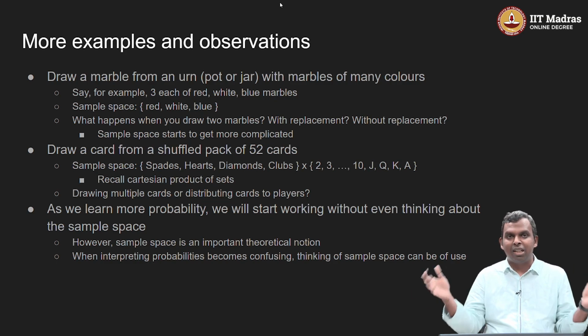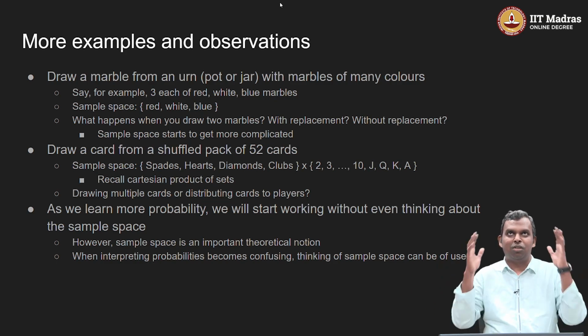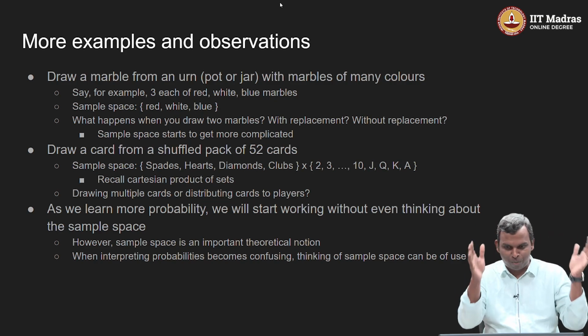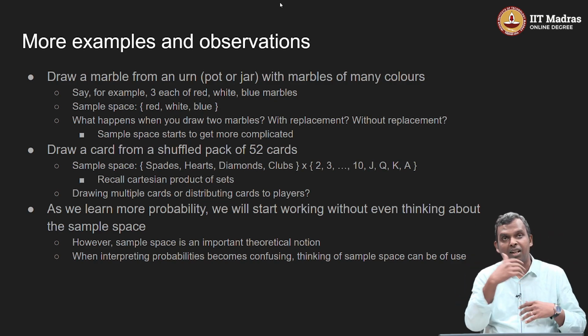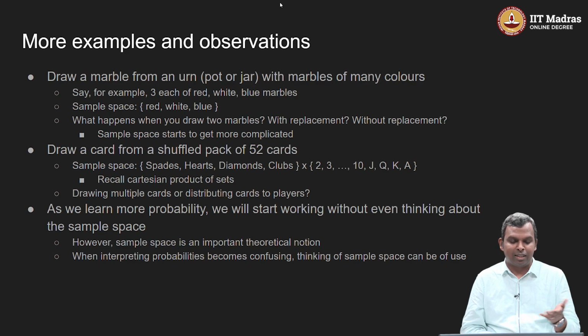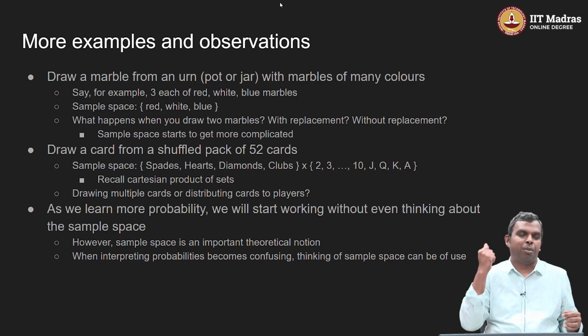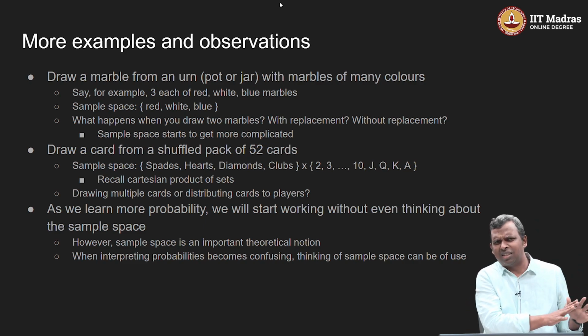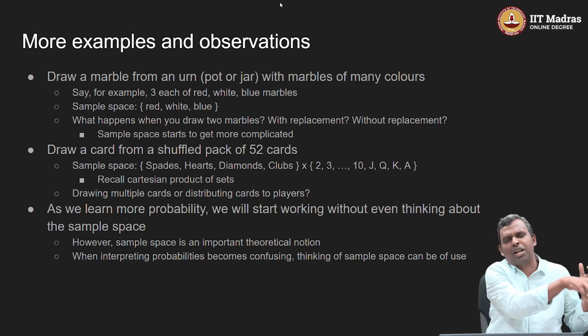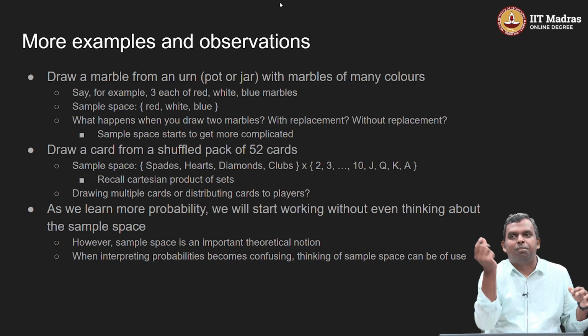Okay, so you have an urn, there is this pot. Start opening up your imagination, right? So think of a pot and it has marbles of many colors. So for example, it could have 3 marbles of red color, 3 marbles of white color, 3 marbles of blue color. Okay, so it's all inside the pot, and so you're going to draw a marble from it. What do I mean by that? You don't see what's inside. You just close your eyes, put your hand inside, and pick up a marble, right?